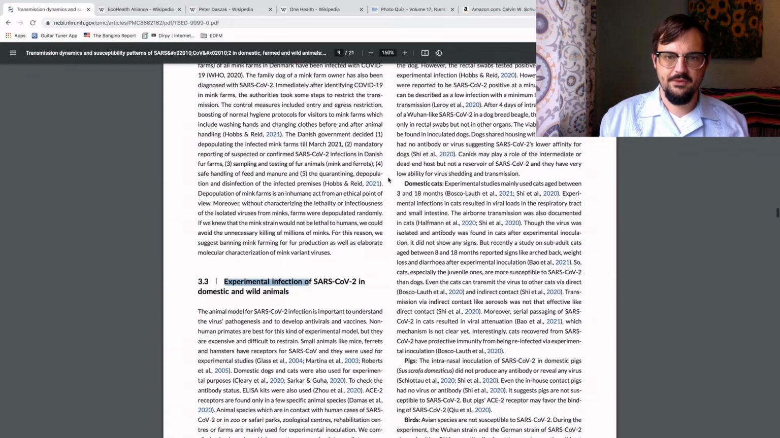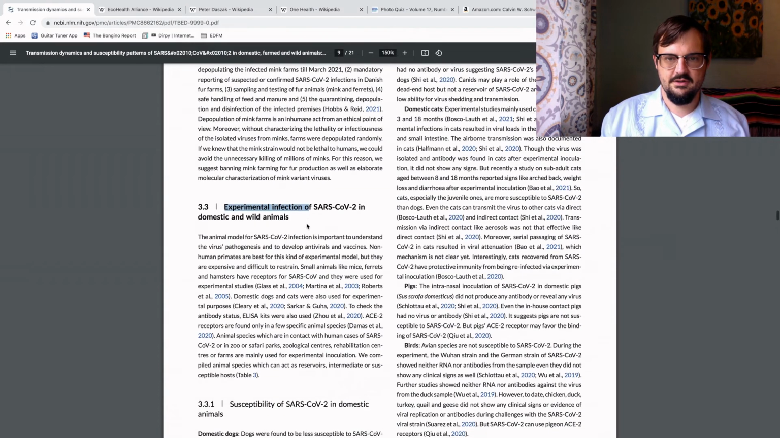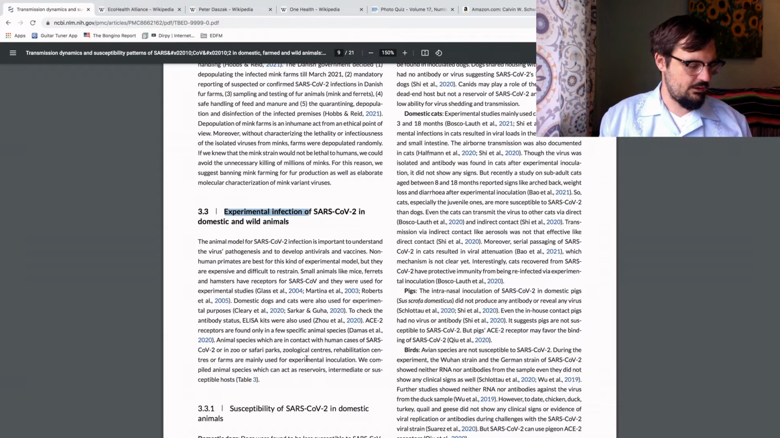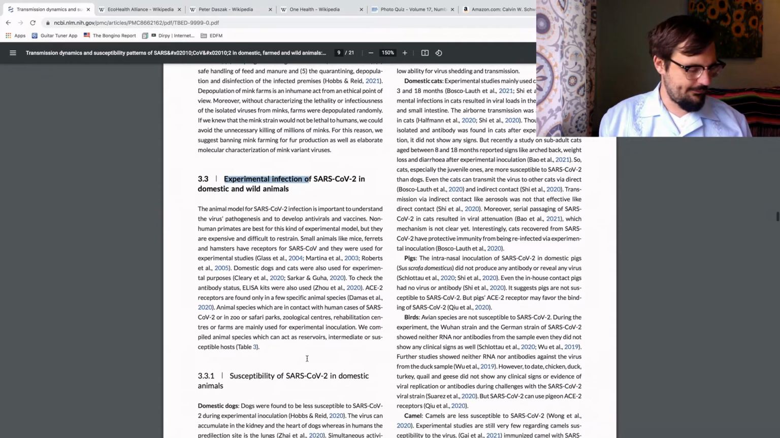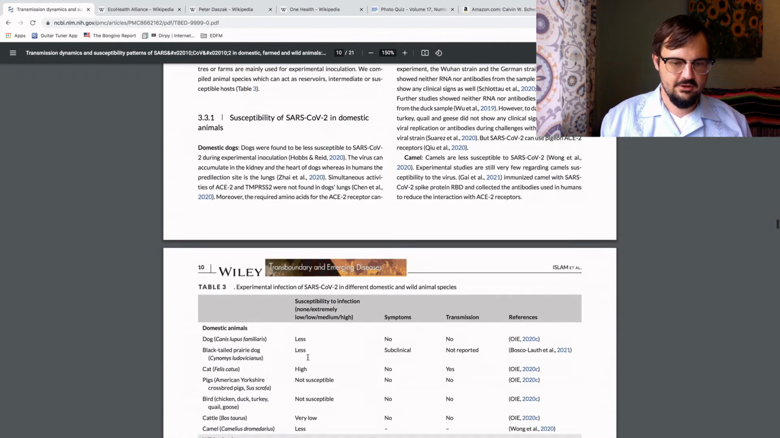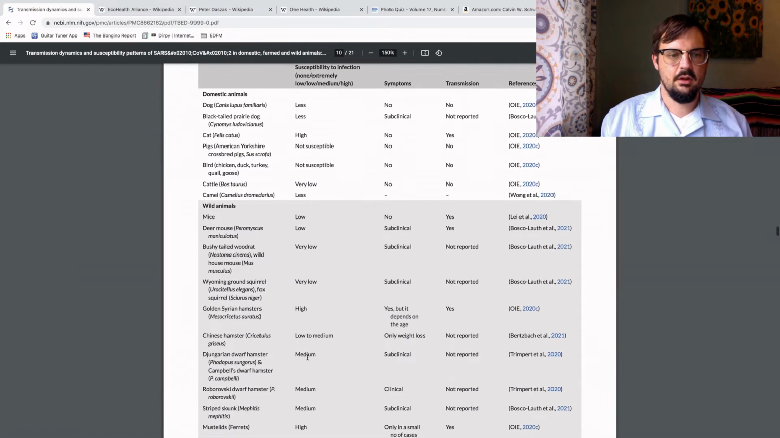and basically they failed in almost all cases. A lot of these animals, domestic dogs, just aren't susceptible. Domestic cats are. Pigs are not susceptible. The best that they could come up with was a mild infection. Well, here you go. You can read this for yourself if you want to.